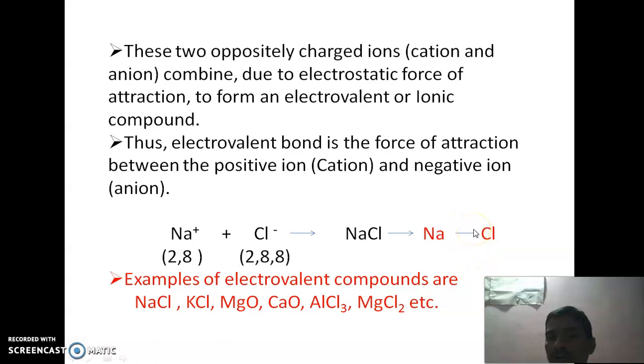electrovalent bond. Okay. For example, electrovalent compounds include sodium chloride, potassium chloride, magnesium oxide, aluminum trichloride, calcium oxide, magnesium chloride, calcium chloride. These are examples of electrovalent compounds, in which an ionic or electrovalent bond is formed.